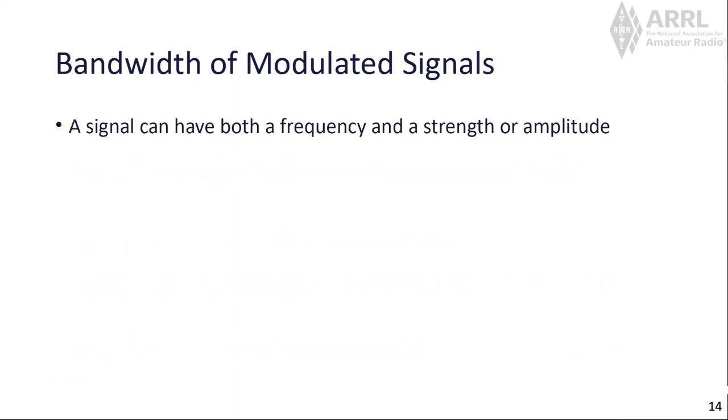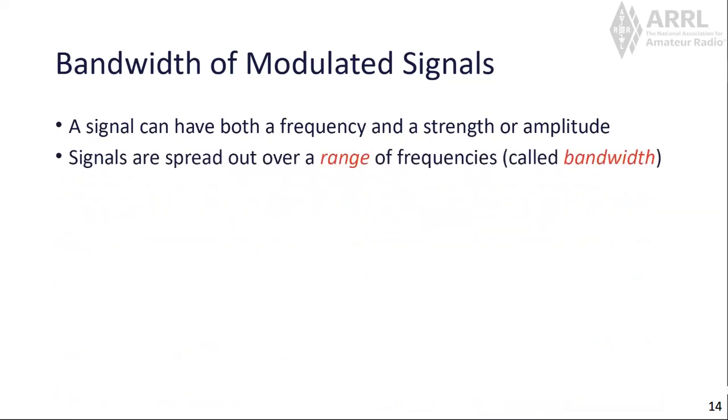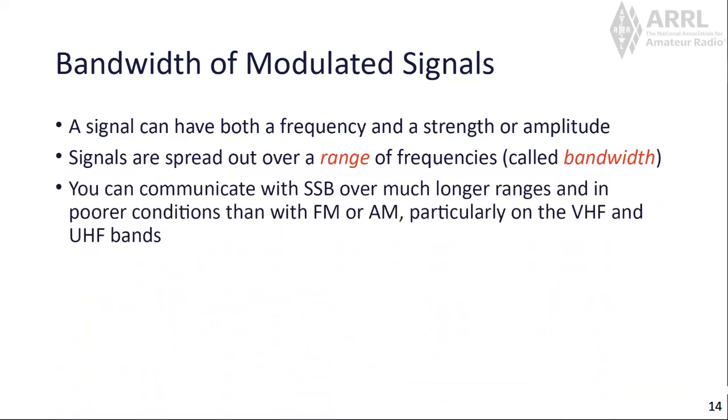A signal can have both a frequency and a strength or amplitude. Signals are spread out over a range of frequencies, and that is called the bandwidth. You can communicate with single sideband over much longer ranges and in poorer conditions than with FM or AM, particularly on the VHF and UHF bands. Remember that line right there. You're going to see it again.